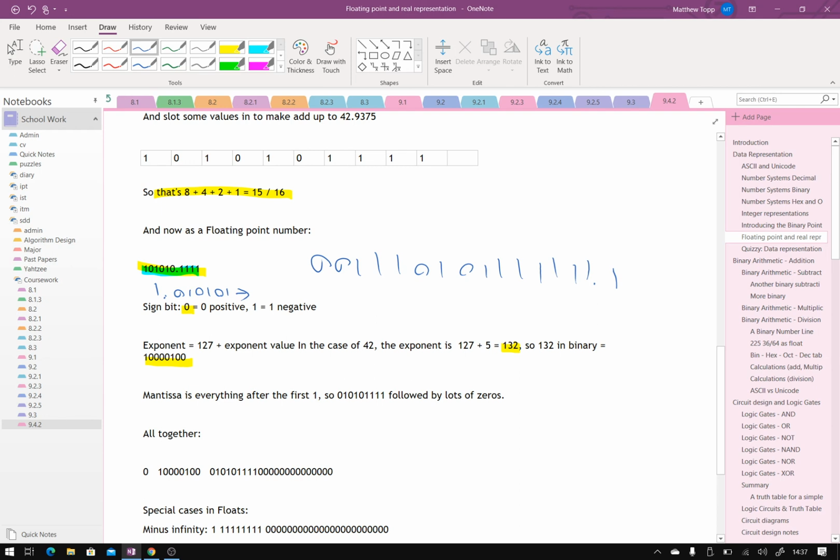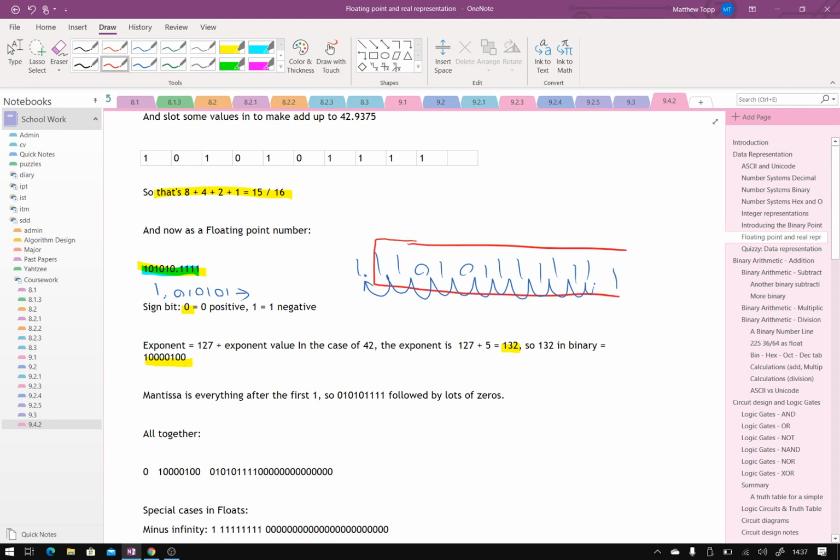What do I know about these leading zeros? They don't do anything. They can go. It's always 1 point something. Because it's always 1 point something, when I go to calculate my mantissa, it's everything after that point. And I can assume that 1 is there because there's no other choice for it. Does that make sense? Good.